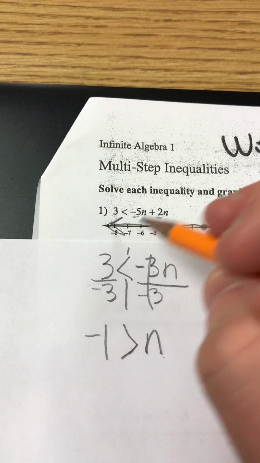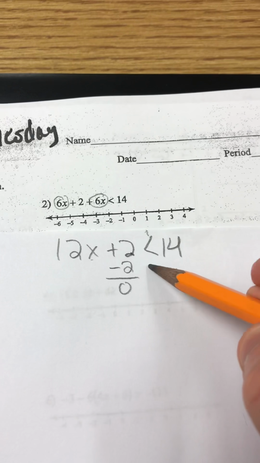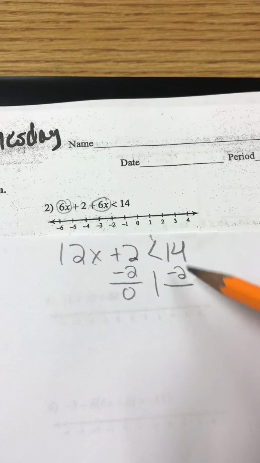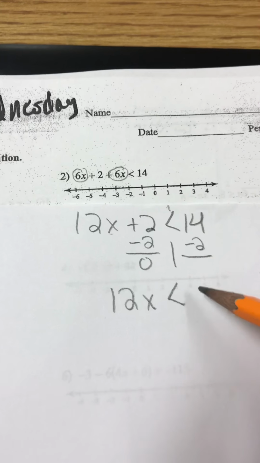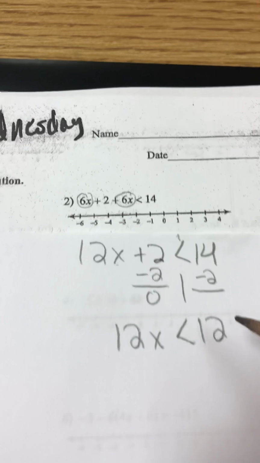So just another quick example. Same thing, we have our like terms. So circle those. 6x plus 6x, 12x plus 2 is greater than 14. Now we can subtract 2 from this side, because again, we're trying to isolate that variable. Subtract 2 from this side, and we get 12. So 12x is less than 12.